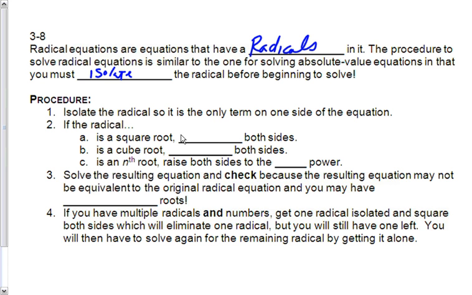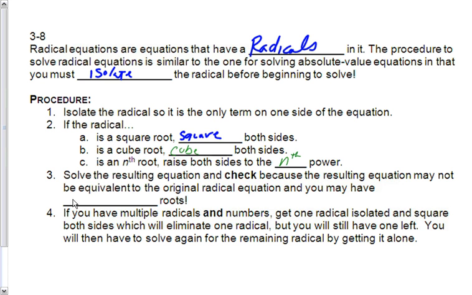If it's a square root, you're going to square both sides. If it's a cube root, you're going to cube both sides. And if it's the nth root, you're going to raise it to the nth power. Okay? Solving the resulting equation, you're going to get maybe linear, quadratic, so you might have to factor, it depends on the case. But you need to check it.